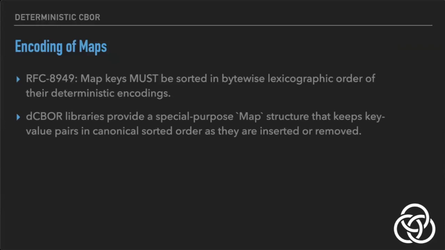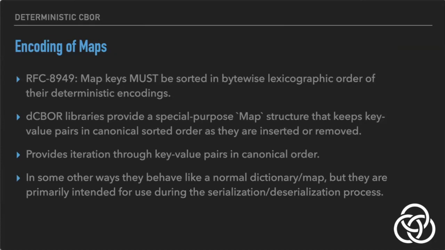So our dCBOR libraries provide a special purpose map structure that keeps key value pairs always in canonical sorted order as they are inserted or removed. So it's incremental in that sense. It also provides iteration through key value pairs in canonical order. In many ways, they behave like normal dictionaries or maps, but they are primarily intended for use during the serialization and deserialization of CBOR. And if you try to deserialize an out-of-order map from a CBOR stream, if the keys are out of order, it throws an error.